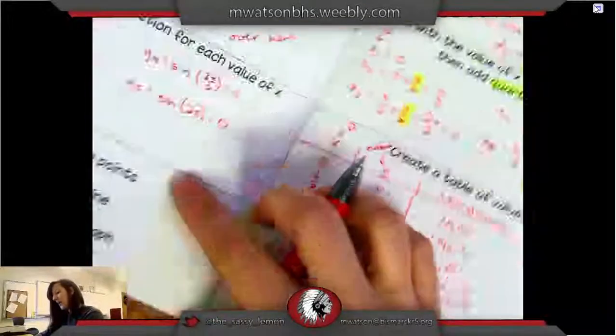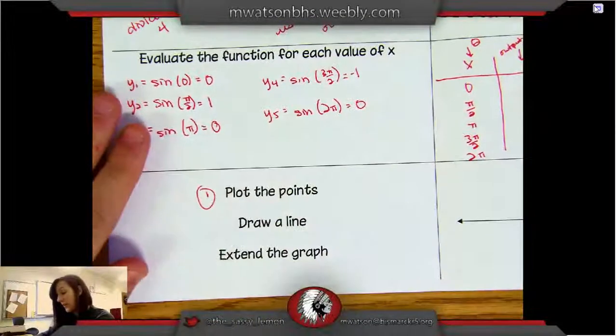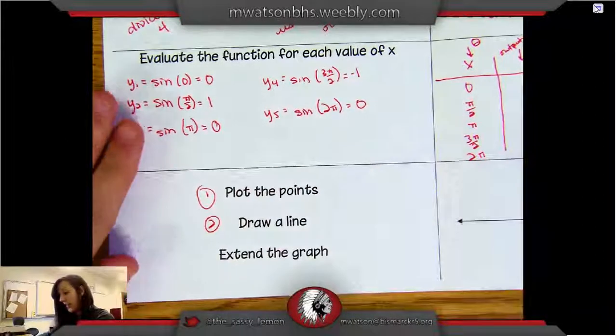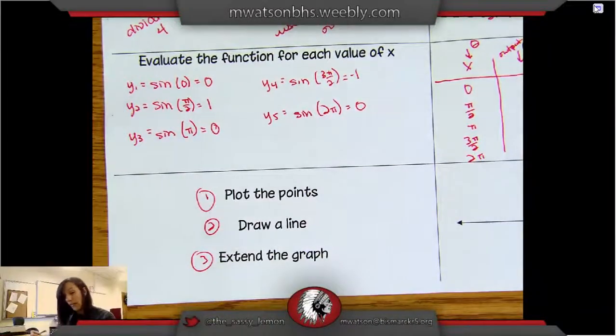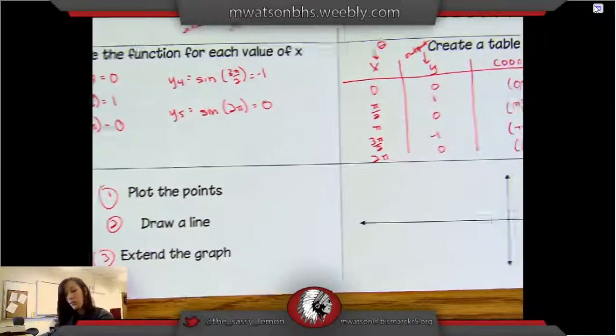All right, so whenever you graph, there's 3 steps. 1, plot the points. 2, draw the line. 3, extend the graph. If you do all this properly, then this part is going to be easy. It's just creating the table of values that's the trickiest. So we're going to plot the points.